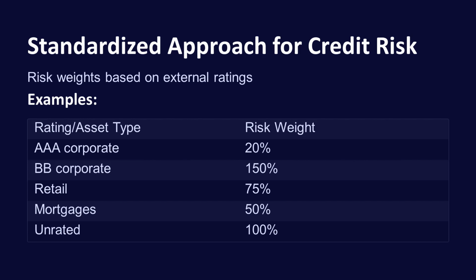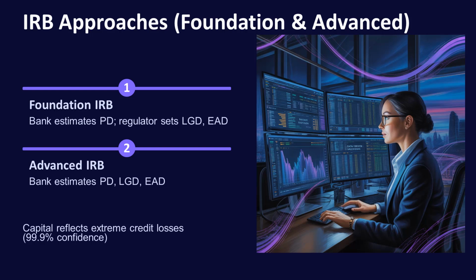Foundation IRB approach. The bank estimates the probability of default. Other components like loss given default are provided by the regulator. Advanced IRB approach. The bank estimates all core inputs based on internal models. This approach is more risk-sensitive, but also more demanding in terms of data, systems, and governance. Under the IRB approaches, capital is linked to probability of default, exposure size, and potential loss, calculated at extremely high confidence levels to withstand severe stress.